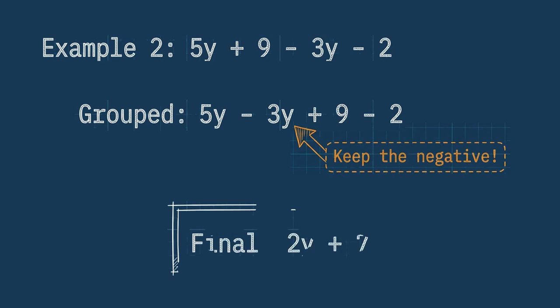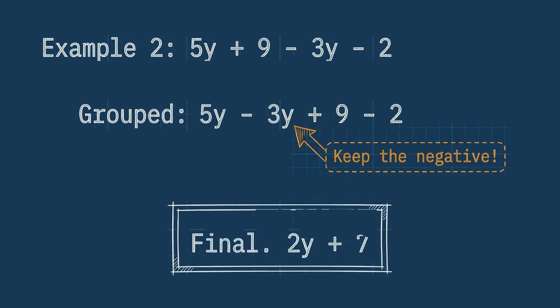Now combine the y terms. 5y minus 3y equals 2y. Then combine the constants. 9 minus 2 equals 7. So the final answer is 2y plus 7.